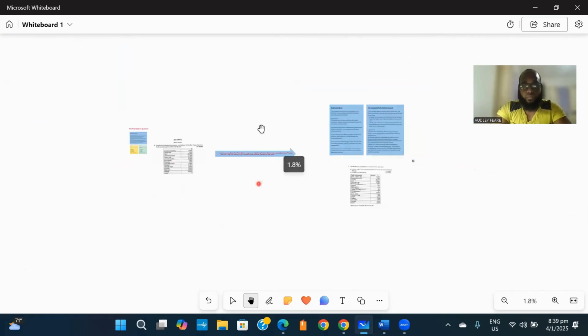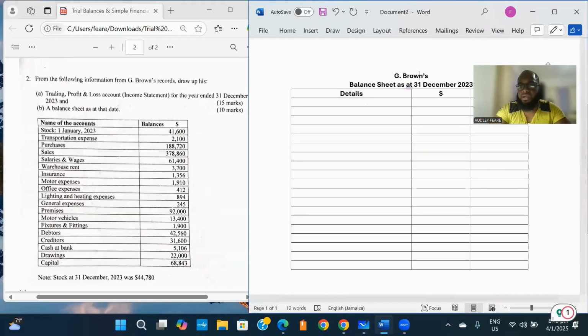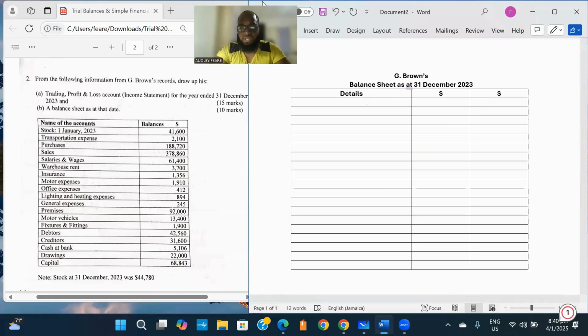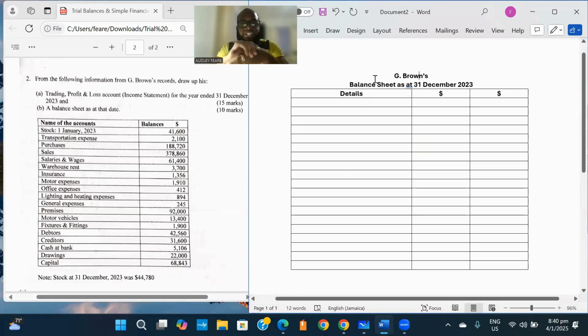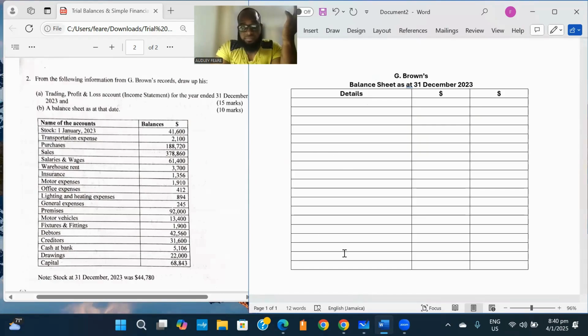Pull up the question. All right, so here we go. Remember, the first thing to get your marks, you want to ensure that you place the name of the account: G Brown's balance sheet as at the 31st of December, 2023. Of course, it is possible you could use the name statement of financial position. It's the same thing. All right, so let's go.